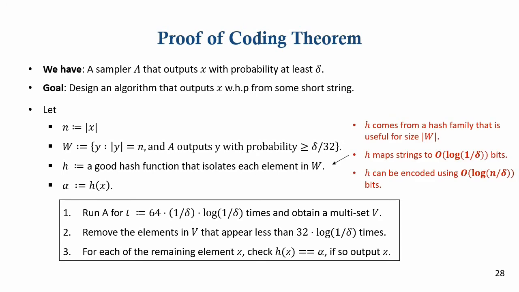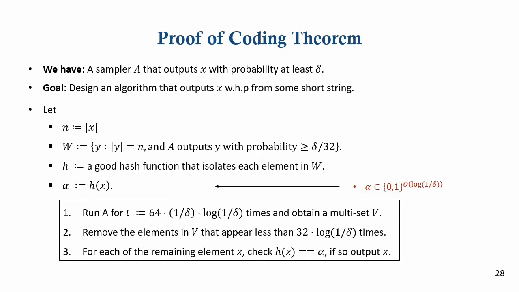And let H be a good hash function that isolates the string in the set W. And we can select H from a hash family that's useful for W. And we know that most hash functions from such a family will be good. And from what we know about the size of the set W, we can have a good hash function whose output length is O of log 1 over delta bits. And it can be encoded using, say, O of log n over delta bits. And finally, let alpha be the hash value of X using H. And note that the length of alpha is O of log 1 over delta.